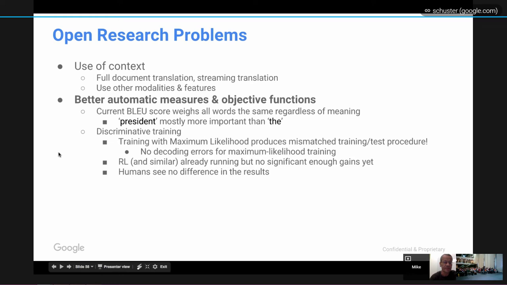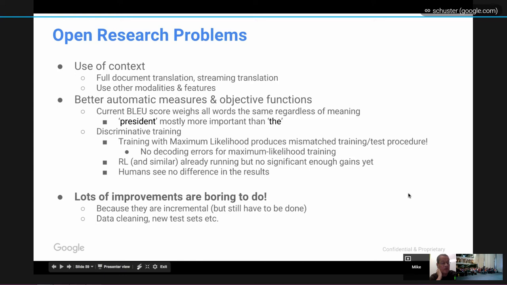So finally, a lot of the improvements that we have to do are just boring to do, and people, you know, they're not so interesting to do, and that's why people usually don't do them. Many are incremental. So for example, we have to have data cleaning, we have to have new test sets, and so on.